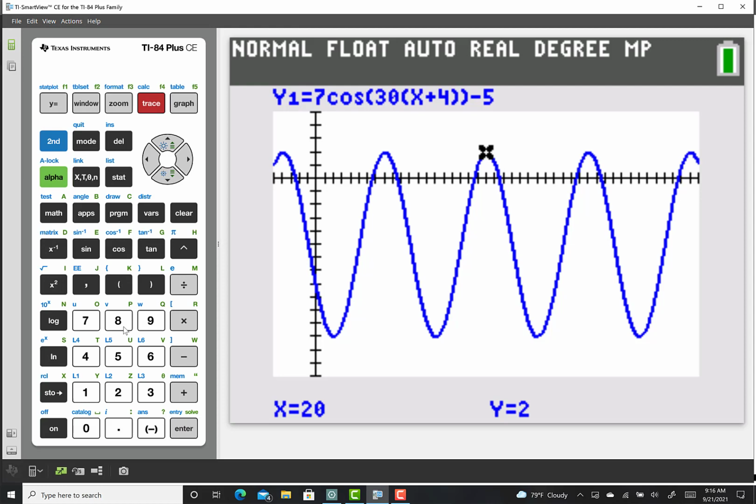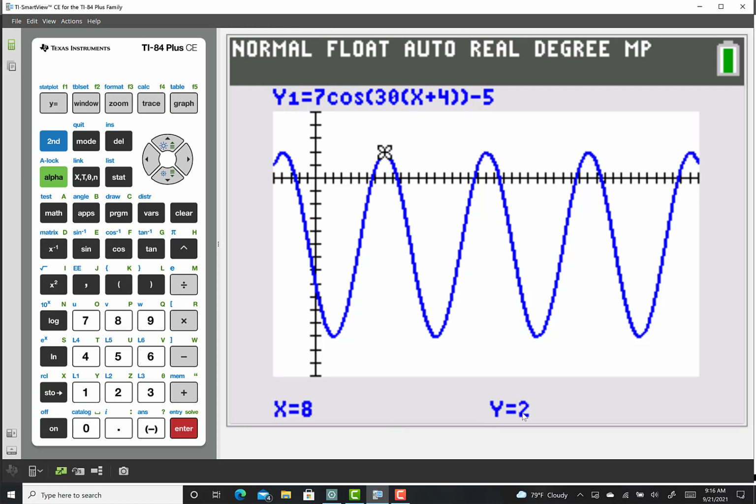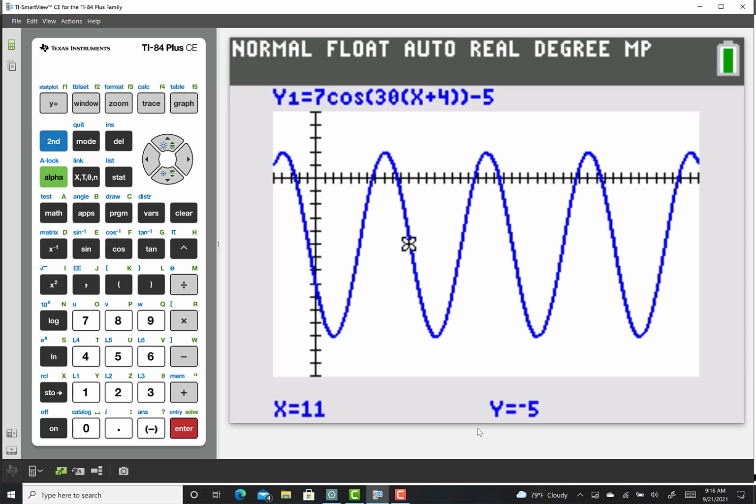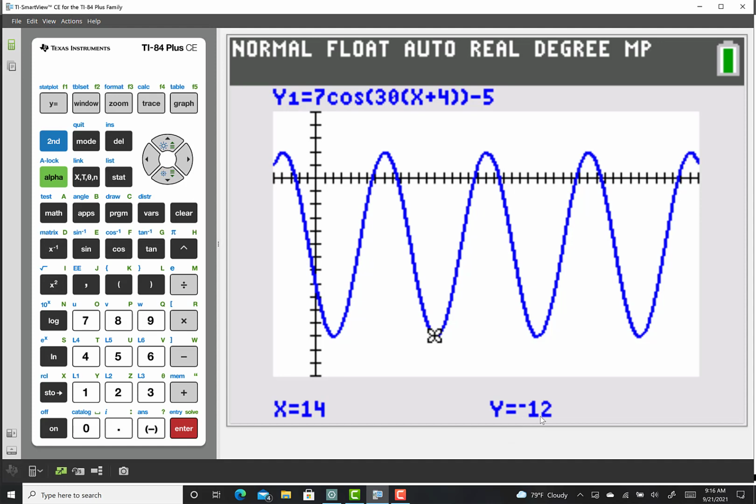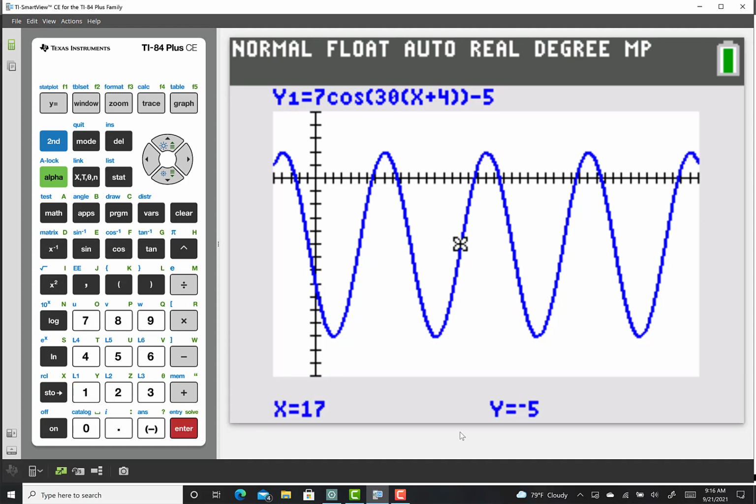So 8, trace 8, enter. Do I have a max at y equals 2 there? Okay, what was the other one? 11. So 11, enter. Am I in the middle there? Yes. And then what was the next one after 11? 14. Am I at the minimum of negative 12? And then one more, 15, 16, 17. And there it is, negative 5 again. See? Cool, right? All right, let's keep going.